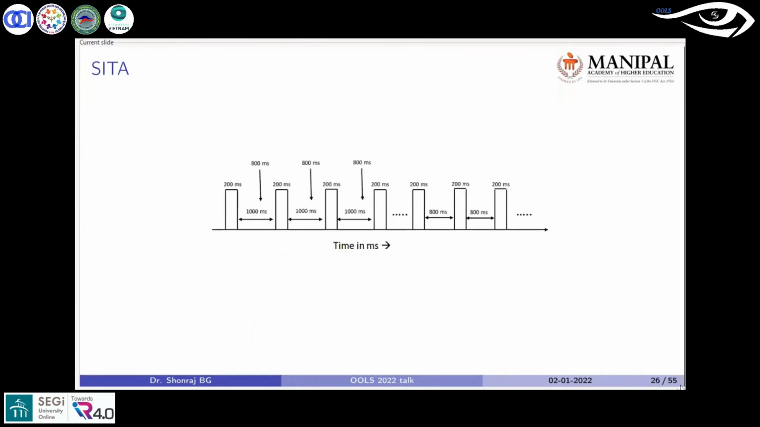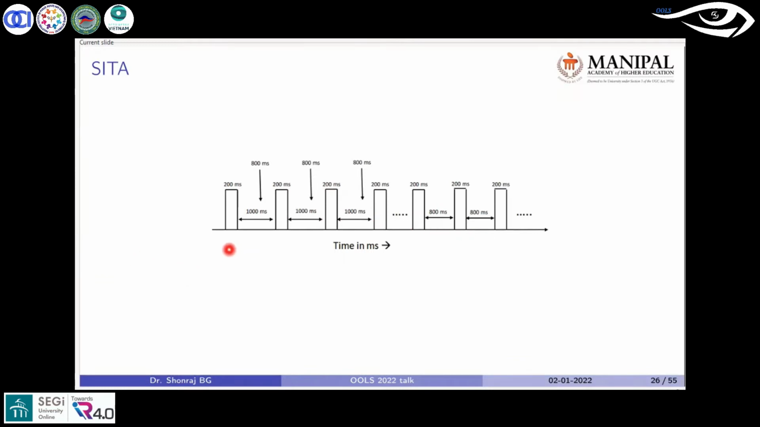Now let's take a perimetric stimulus. This is how your time flows on the x-axis. Let's say you showed a stimulus for 200 milliseconds, and then you wait for 1000 milliseconds for a stimulus response, and then you show the next stimulus for another 200 milliseconds, and then you wait for another 1000 milliseconds, and then you show another stimulus. You keep on going, right?